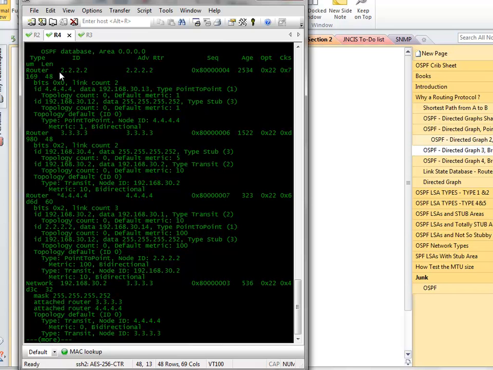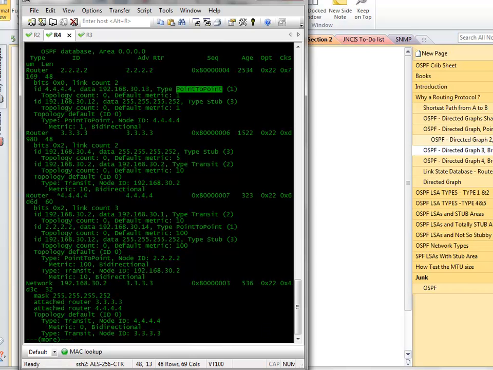So this is a database. It's being displayed on one of the routers, but this should be identical on every single router, and this is how the routers in effect describe their world. So we have a router here, and the ID of the router is 2.2.2.2. And what this router is doing is, if we go through this, this is our first LSA. Now, this LSA is described as a point-to-point link.